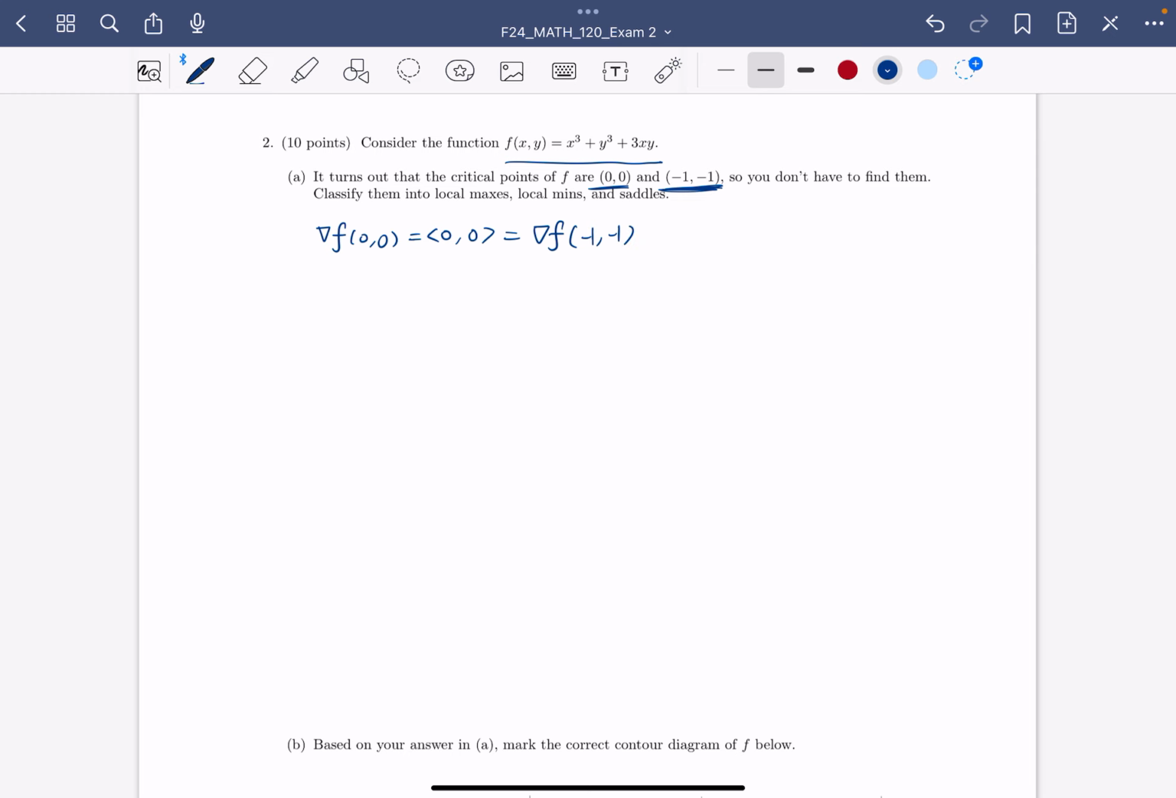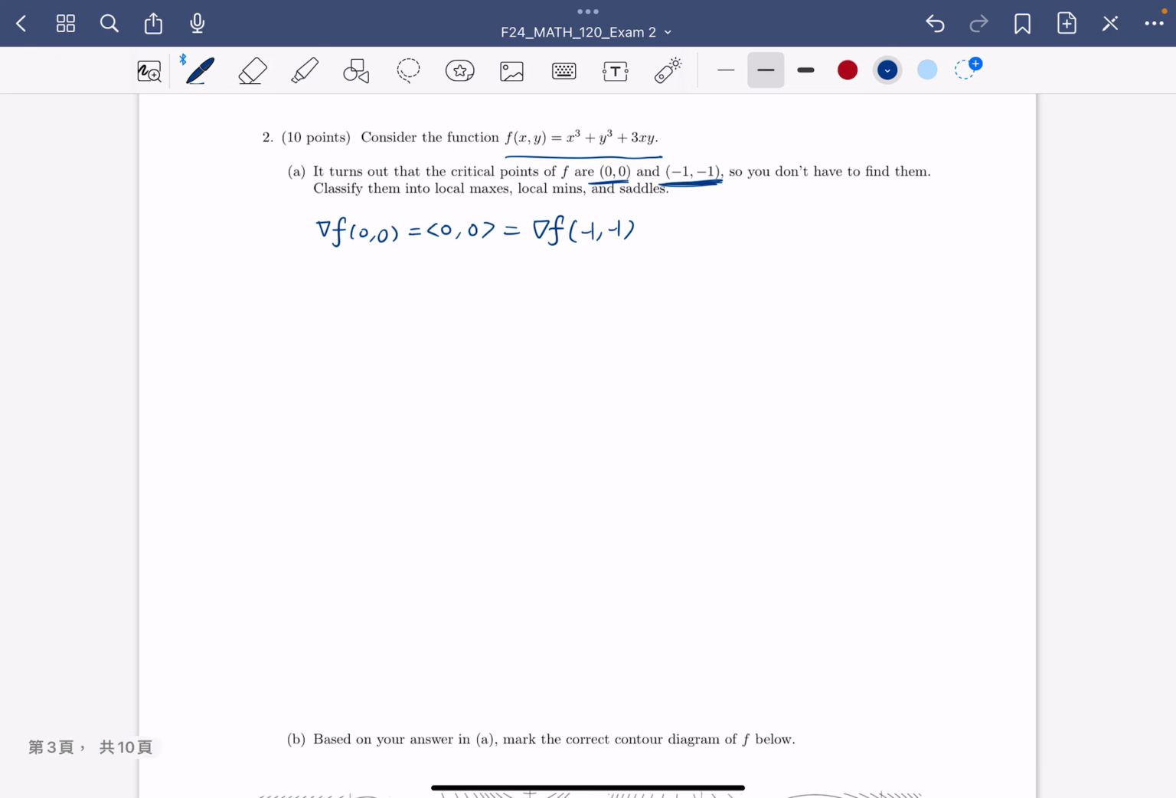And so to classify them into, say, local maximum or minimum or saddles, the thing we have to do is to find their Hessians. So the Hessian is this matrix given by the second derivatives of f.